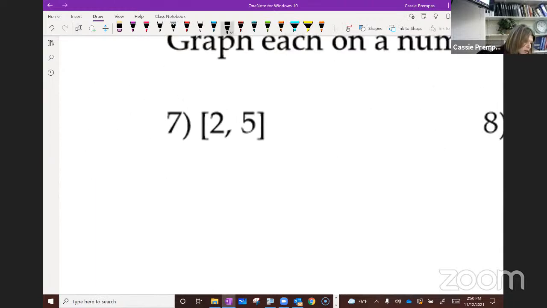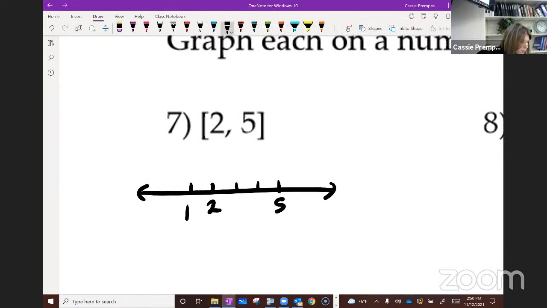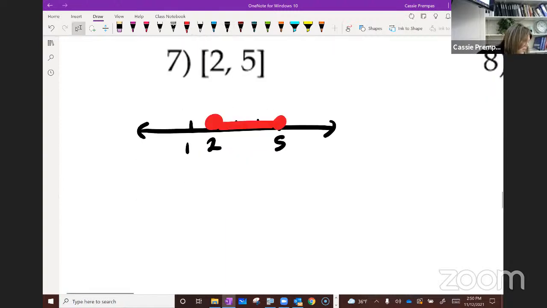Number 7, I would draw a number line. I would have values like 2, 3, 4, 5. I'd want to show at least one other number. Would we have a closed circle or an open circle at 2? Closed. How about at 5? Closed, and everything is in between. To write this in inequality notation, we would say x has to be less than or equal to 5 and greater than or equal to 2. Or you could read that left to right as 2 is less than or equal to x, which is less than or equal to 5.